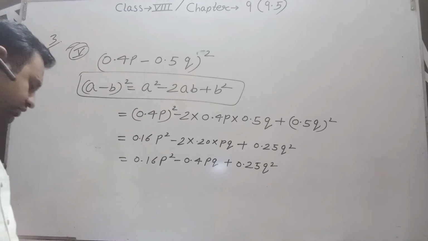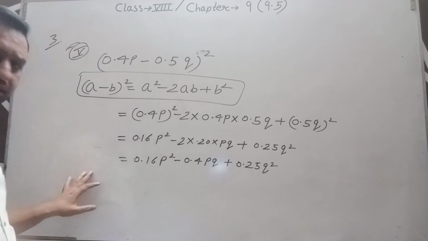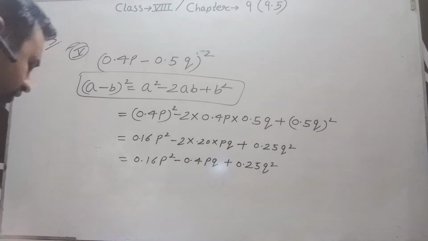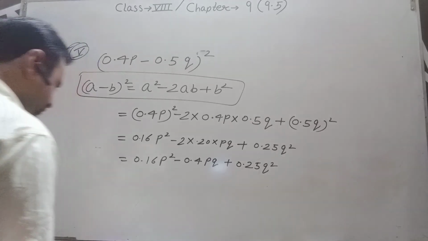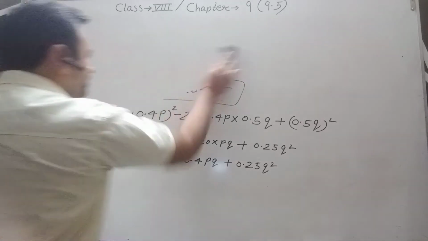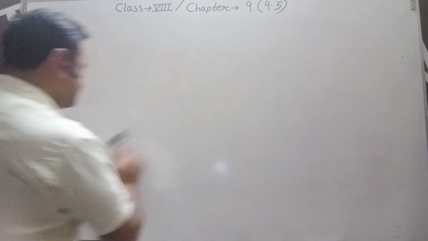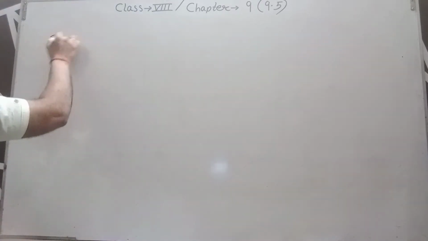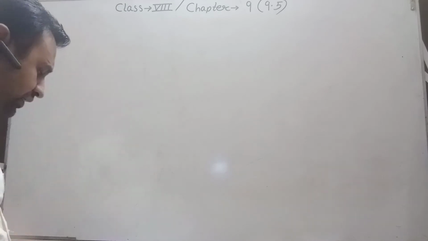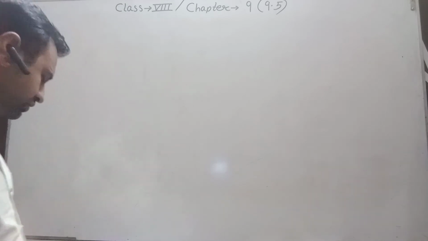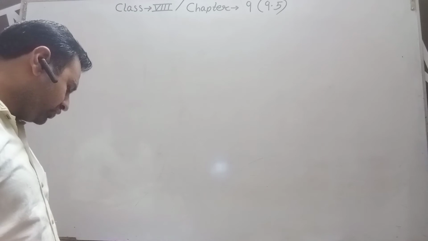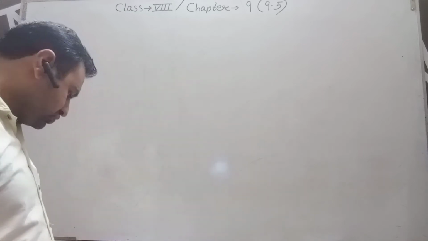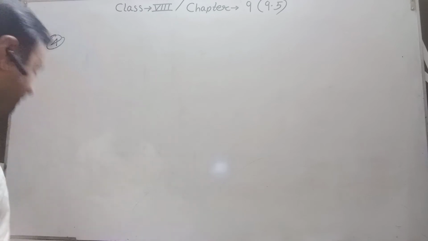So question number 3 you can complete without any problem, and if you have any problem you can discuss with me. Now we discuss question number 4. In question number 4, we also have to simplify, and in this question a total of 7 parts are given. So we note down its first part.